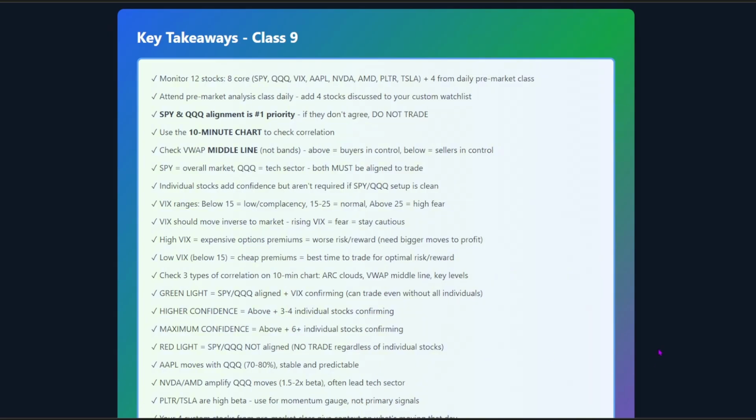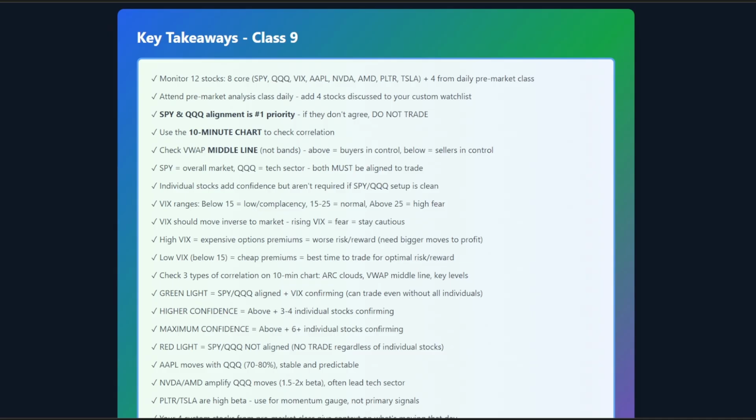So, monitor 12 stocks: 8 core stocks: SPY, QQQ, VIX, Apple, NVIDIA, AMD, Palantir, Tesla, plus 4 daily pre-market stocks that I watch. Join the pre-market classes. Attend the pre-market analysis class daily. We do that all the time. So I can add those four that I'm watching, whether it's on the watch list from Sunday or whether it's what I'm talking about in the morning. Keep those on your watch list.